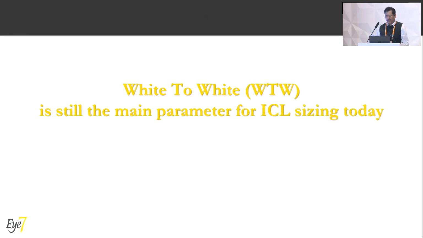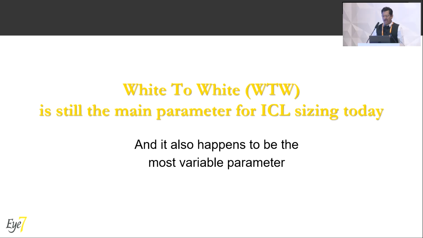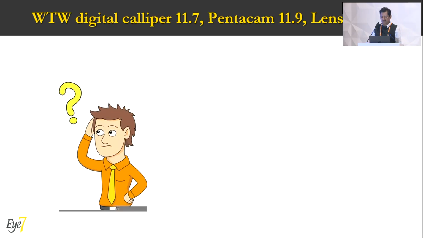Okay, now white to white. It is the main parameter for ICL sizing today. And it also happens to be the most variable parameter. Like Thomas just said, you do white to white 10 times, then you get different results. And that is actually a fact. Not only on one machine, but if you have different modalities, you will have different results on all the modalities.